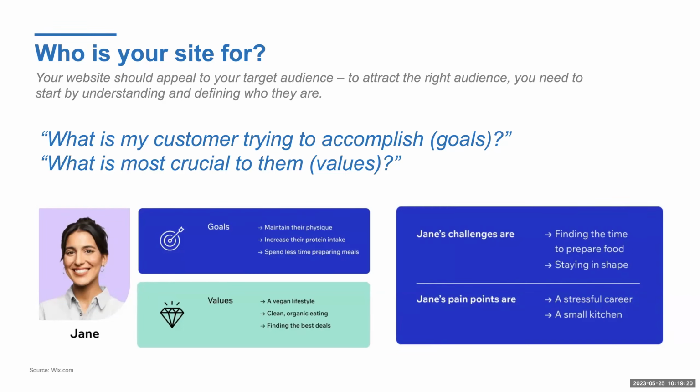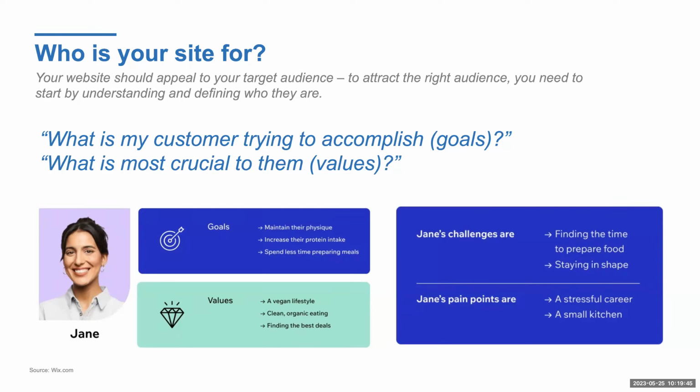So what is my customer trying to accomplish? What are my goals? And what's most crucial to them? What are their values? This is a little example I found from Wix. Wix is a great third-party platform that we'll talk about here in a second. But this was a vegan-based restaurant or cafe, and this was an example of putting the perfect customer profile together.